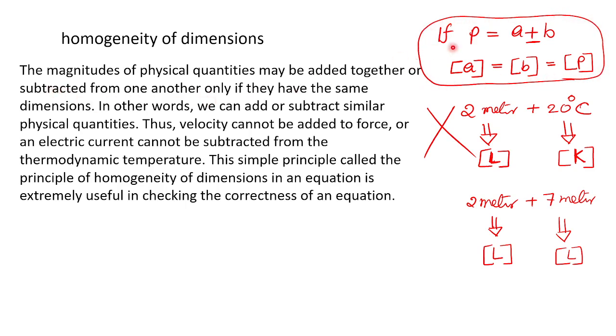Okay, so this paragraph is talking about this result. Let me read it. The magnitude of physical quantity may be added together or subtracted from one another only if they have same dimensions. I explained. In other words, we can add or subtract the similar quantities. Velocity cannot be added to the force. They have different dimensions. Or electric current cannot be subtracted from thermodynamic temperature. So this principle is said to be principle of homogeneity. Okay, understood. It's very important.